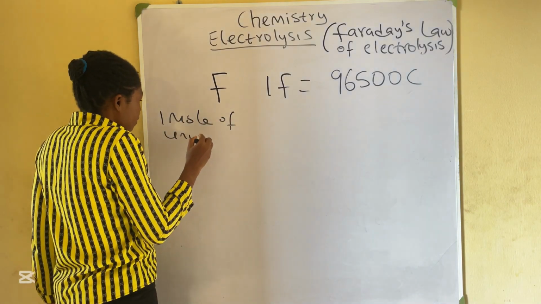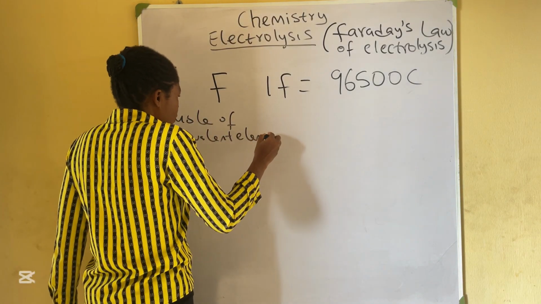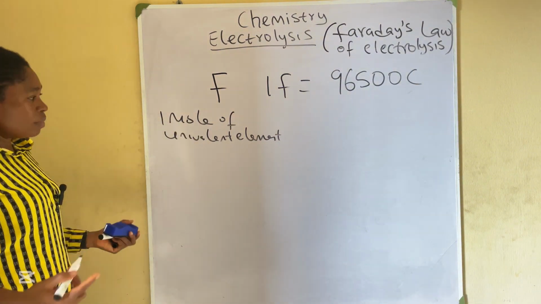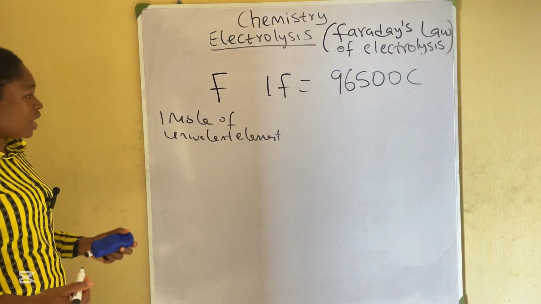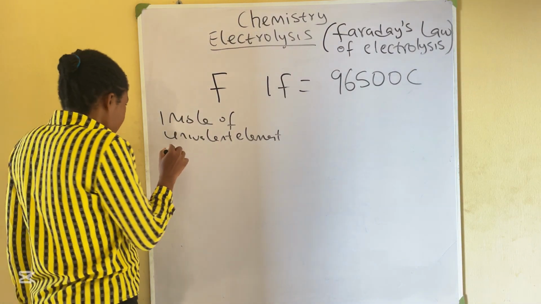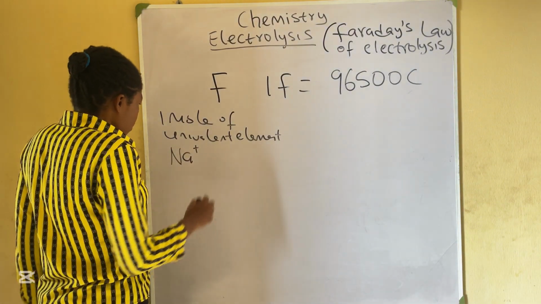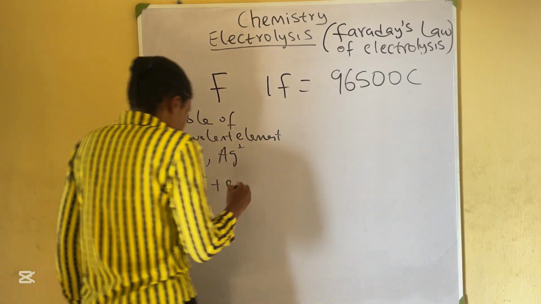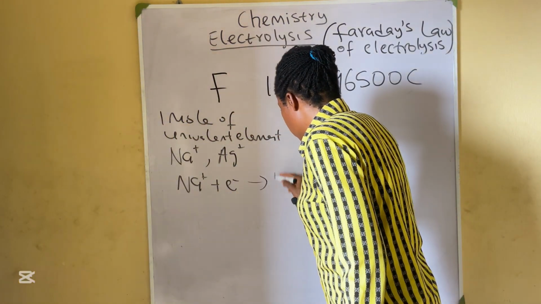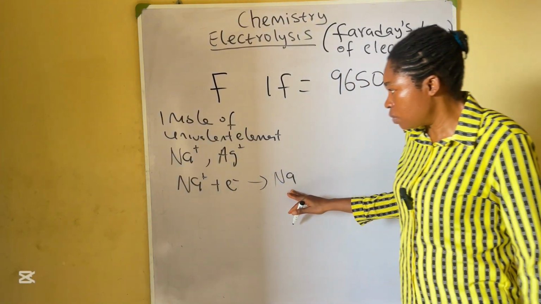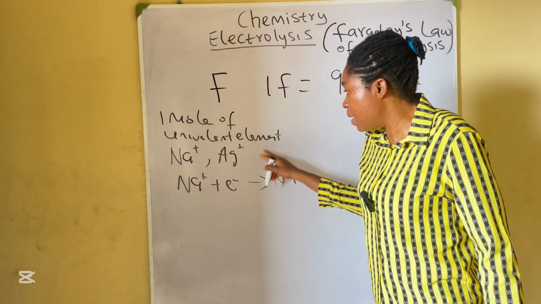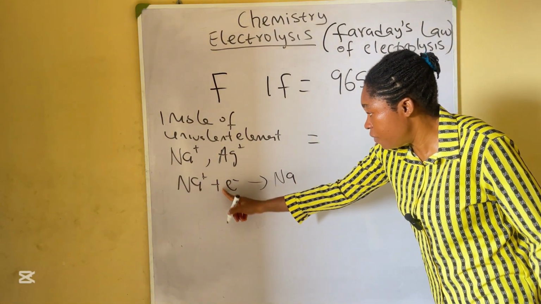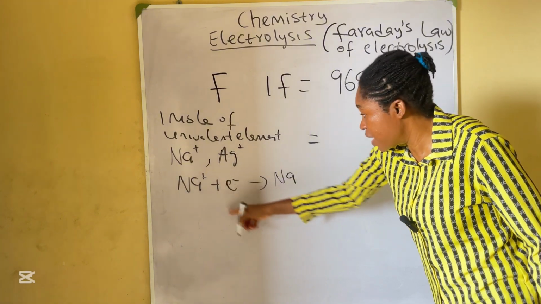of univalent element. So which univalent element do you know? Sodium ion is univalent, silver ion, potassium ion. So look at this. This is a univalent element, sodium ion, which accepted 1 electron to give metallic sodium. So 1 mole of univalent element is equivalent to how many moles of electron? I have 1 mole of electron. So 1 mole of electron is equivalent to 1 Faraday.